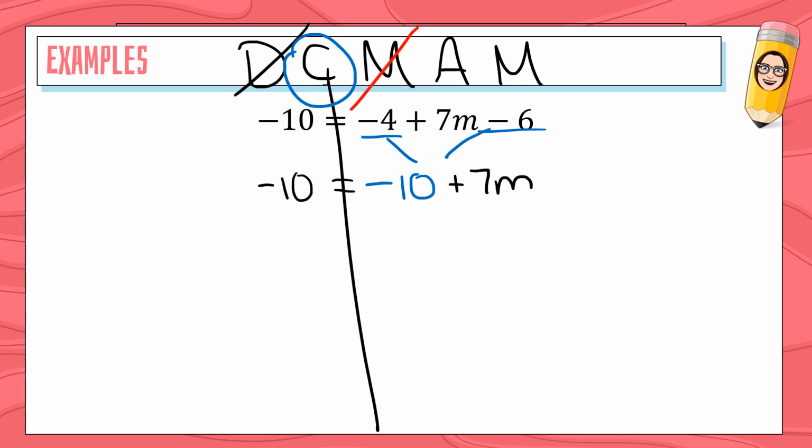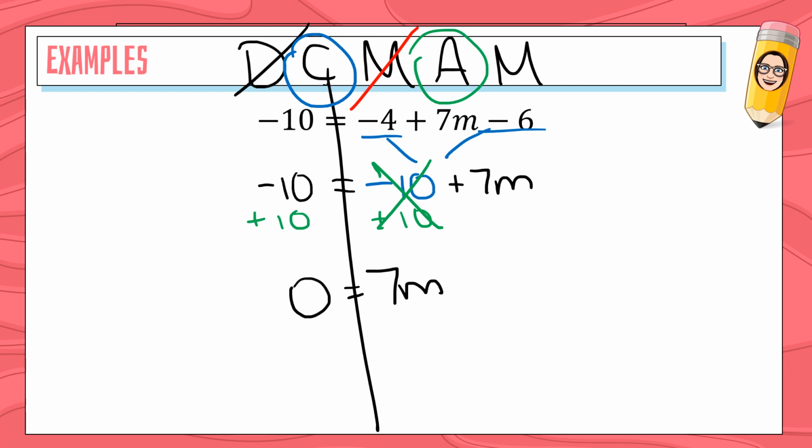Next step, move variable. I don't have many of that. Next step, undo any addition or subtraction. I'm going to add 10. Oh, weird. Okay, I wanted it to cancel here, right? And the 7m falls down. But look at that left side. I can't just cross it off, right? Like my equation needs something. What is negative 10 plus 10? 0. That's okay. 0 is a number, you guys.